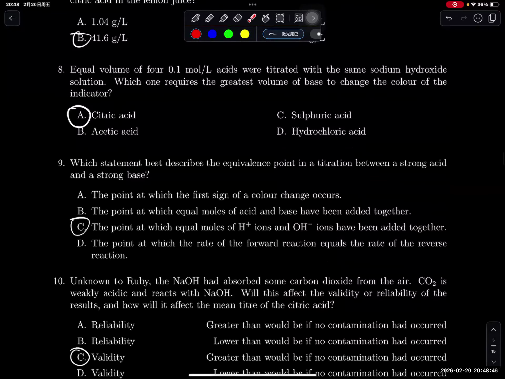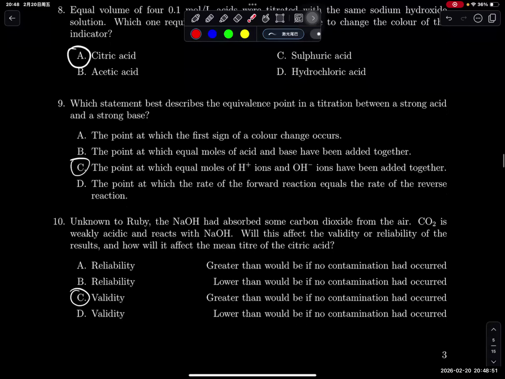Question 9, which statement best describes the equivalence point in a titration between strong acid and strong base? That's when you have equal molar of acid and base and it just completely neutralizes, right? So C is the right choice.